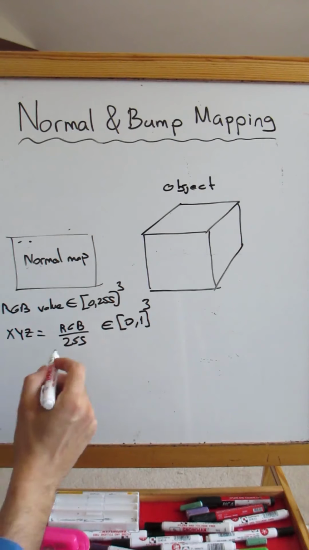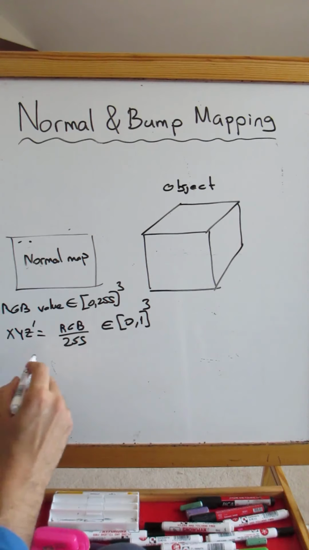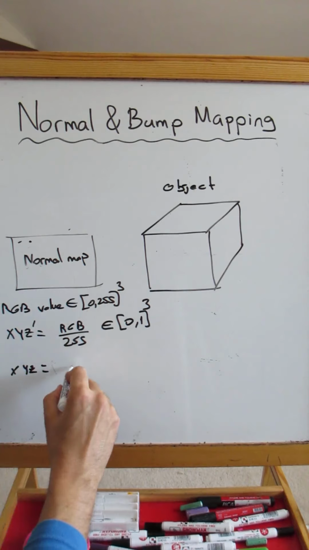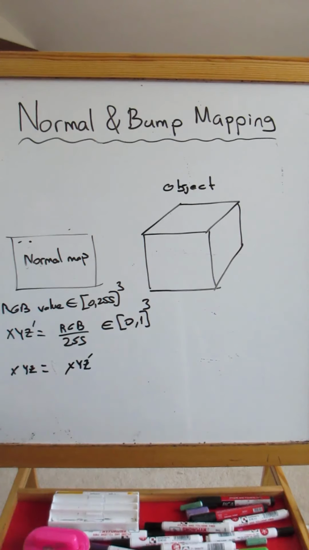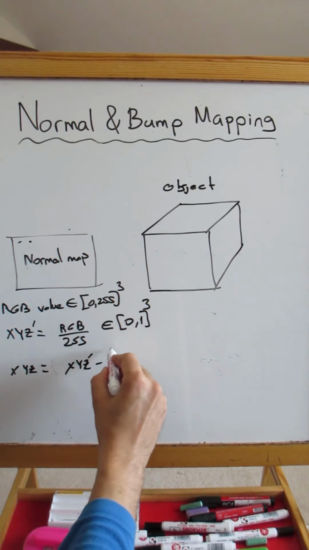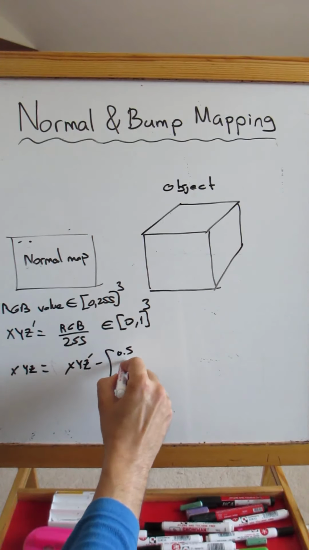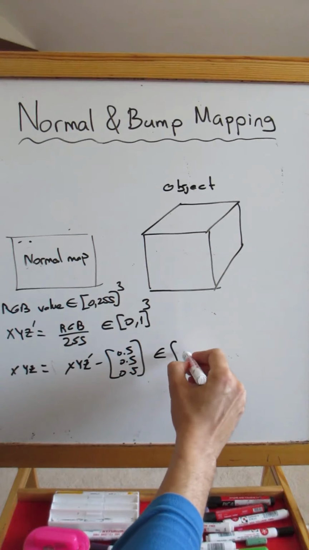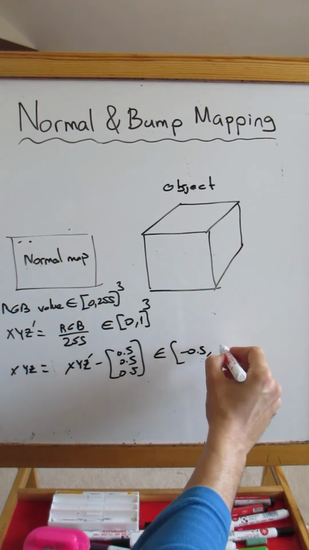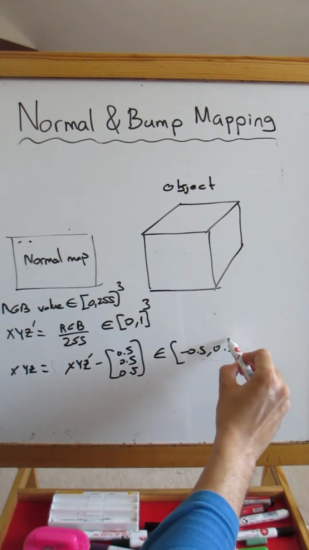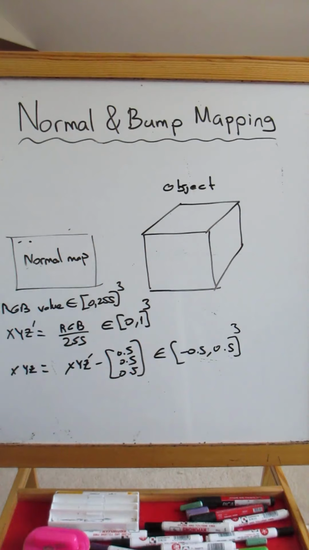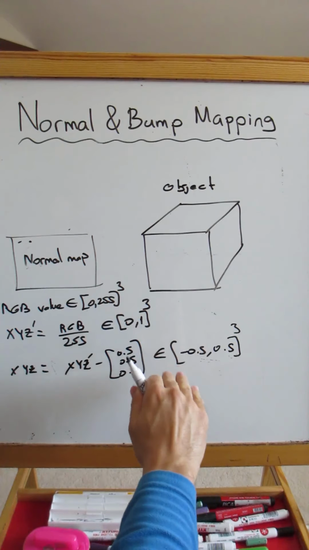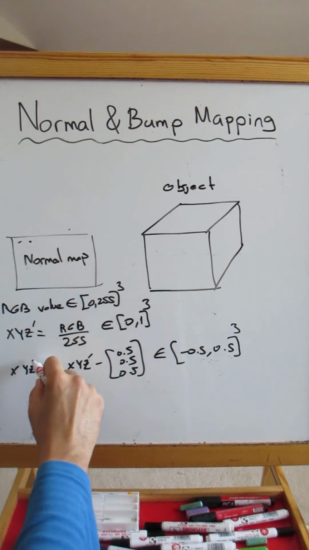So what we do is, let's call this XYZ prime. To find the actual normal direction, we subtract from the XYZ prime this vector, 0.5, 0.5, 0.5. When we subtract this, the result is going to be in the range minus 0.5 to plus 0.5. Now these are the XYZ values. So this almost represents our normal. Let's call this XYZ double prime.